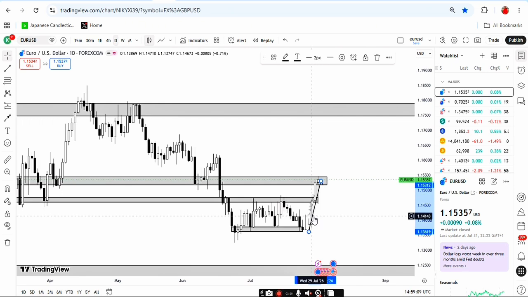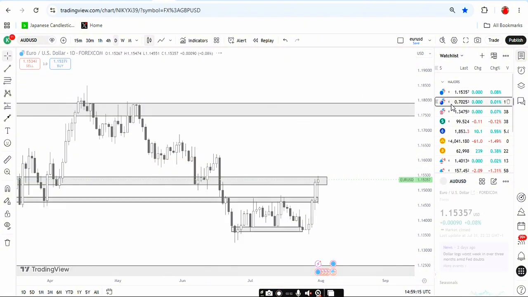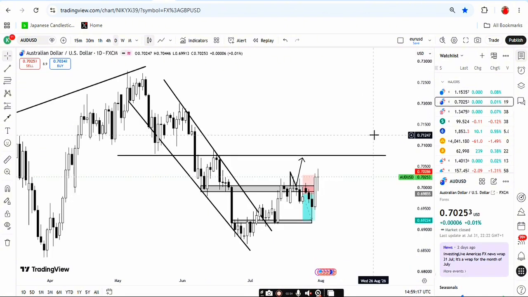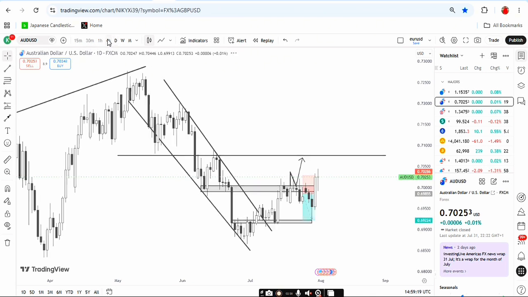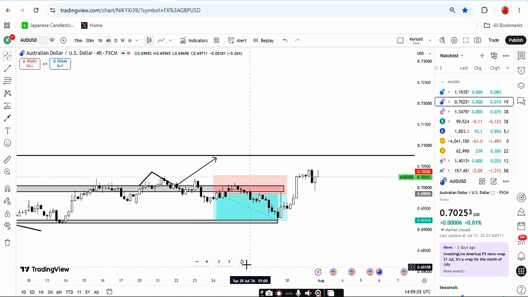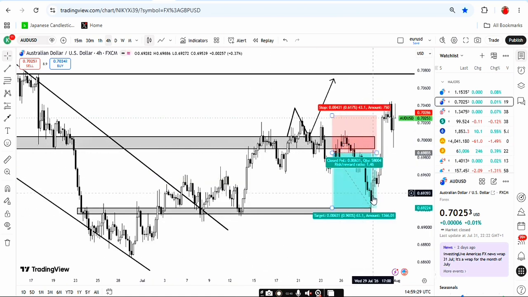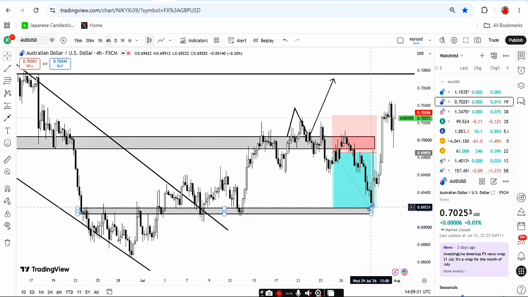On Australian dollar, US dollar, I'm going to switch to the 4 hour time frame here. We talked about the sell position here, which went along to plan. You can see that the market went straight to the support zone that we talked about, and then it corrected upward.